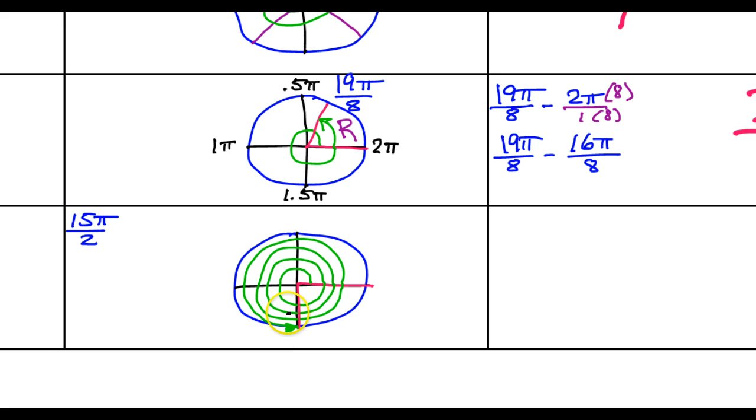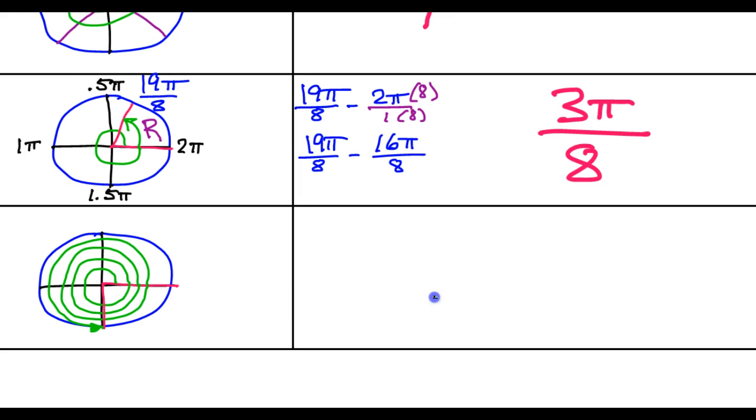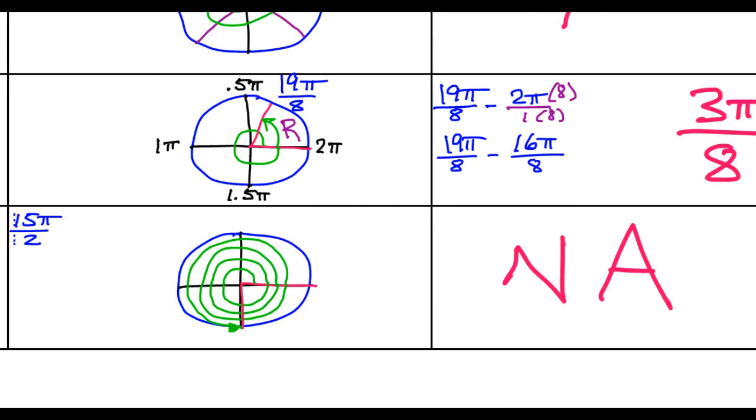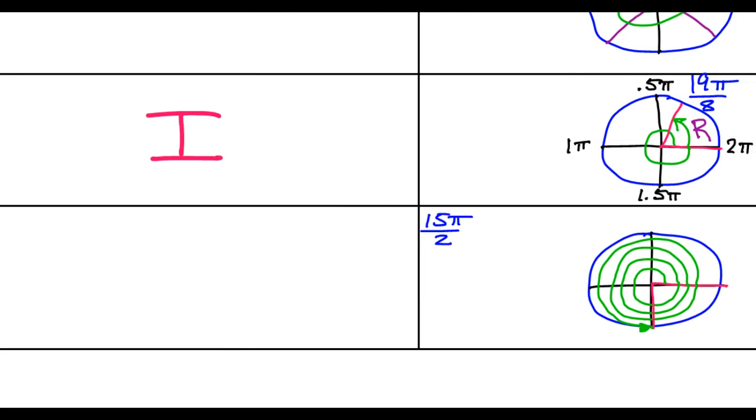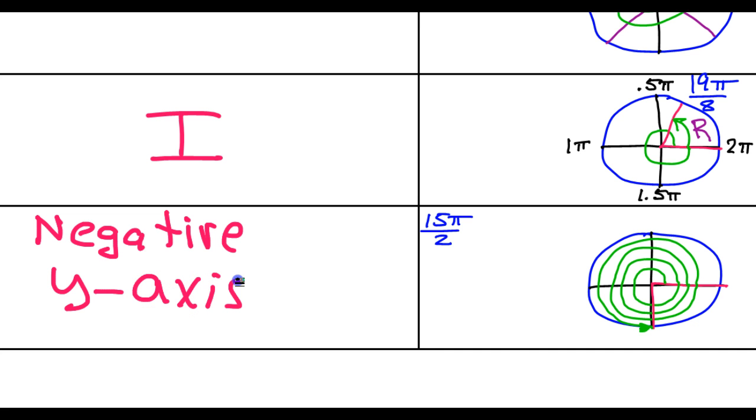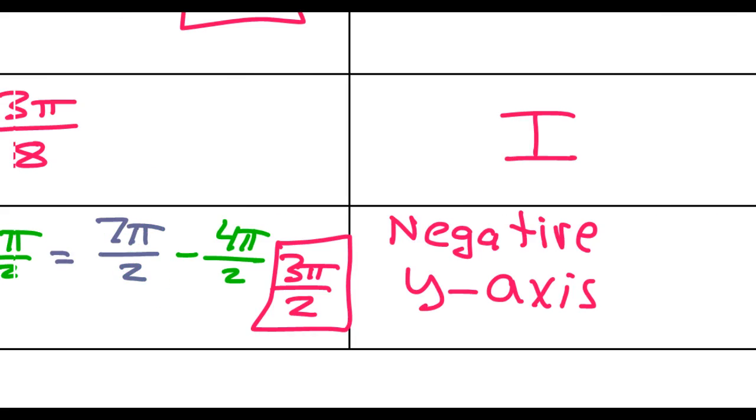Okay, so because we are on the axis, there will be no reference angle. Alright, there's no 90-degree reference angle. So we will just put not applicable. Okay, there is no reference angle on the x or y axis. Now in terms of what quadrant, we are on the negative y axis. Okay, and I think that's it. I think we've done it.